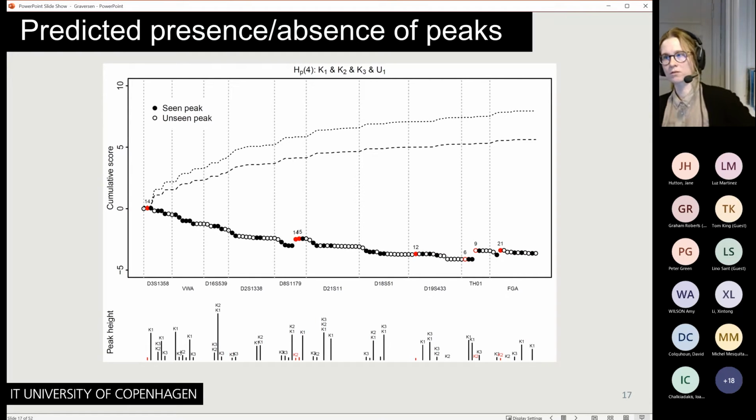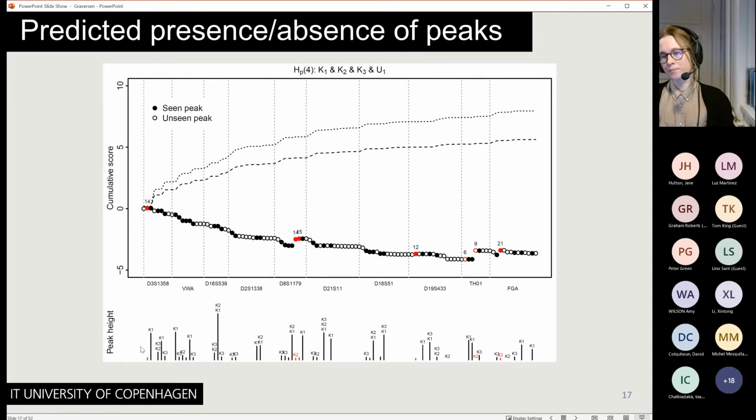So this is an example of another kind of check that I do. Both of these plots that I've shown are in the predictive framework of Philip Dawid, which gives some really nice properties technically. This kind of check asks: do I see the peaks that I expect to see under this model, with this specific proposition? Here's a toy example with a proposition of three known persons and an unknown that's barely there. So basically this mixture is fully explained by three people.